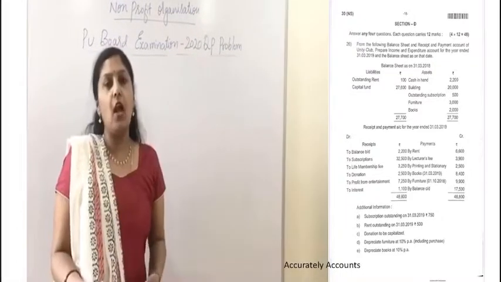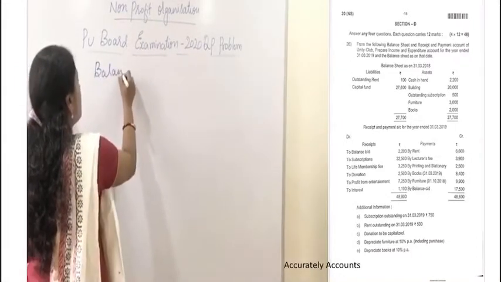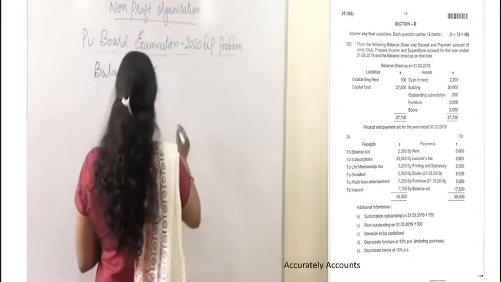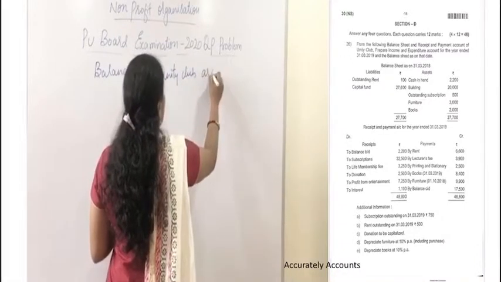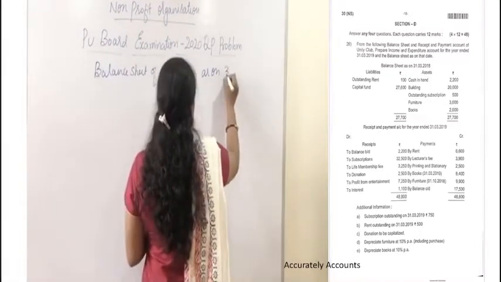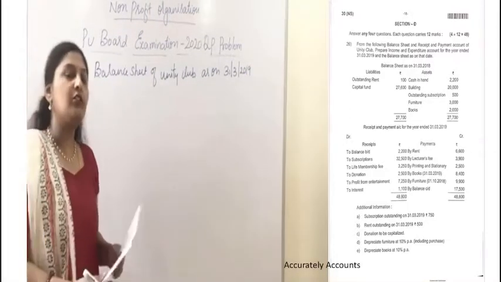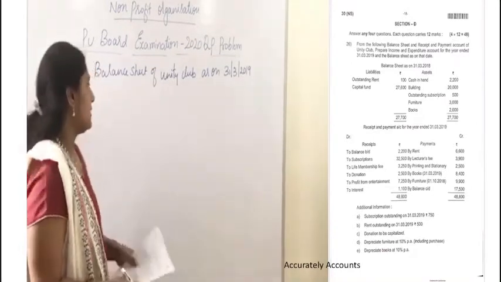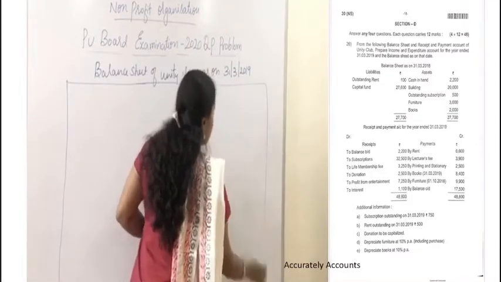Now let me explain how to prepare the balance sheet. Writing the heading is very much essential. Balance sheet of Unity Club as on, generally we write as on or as at, 31st March 2019. It is not supposed to be year ended. Generally accounts are prepared for the year ended, but the statements are prepared as on a particular date. So we need to make the format of the balance sheet, and the format will be definitely familiar to all of you.